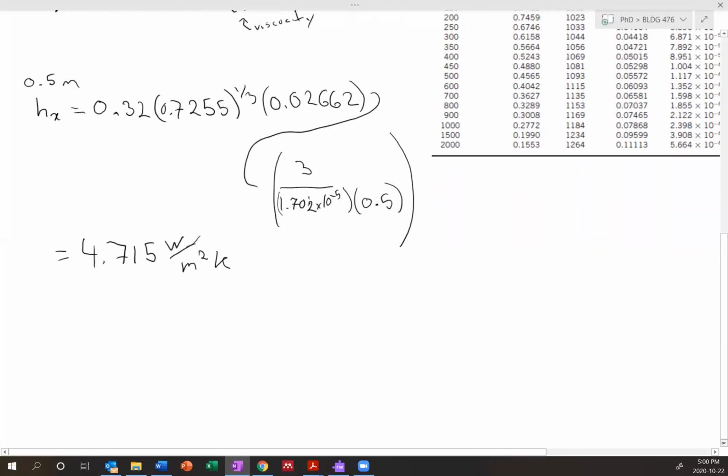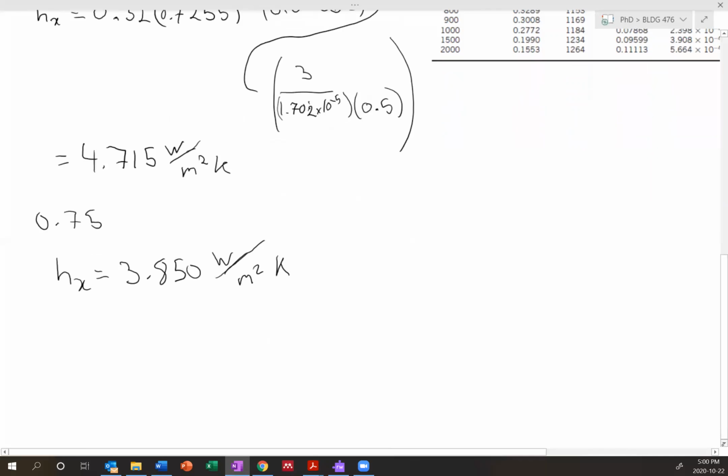And then same process for at our 0.75. The only difference is our x value changes to 0.75. So our hx in this case is equal to 3.850 watts per meter squared Kelvin. So you can see actually heat transfer will be going down across the plate.